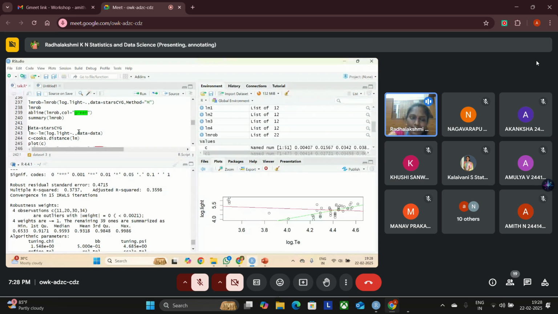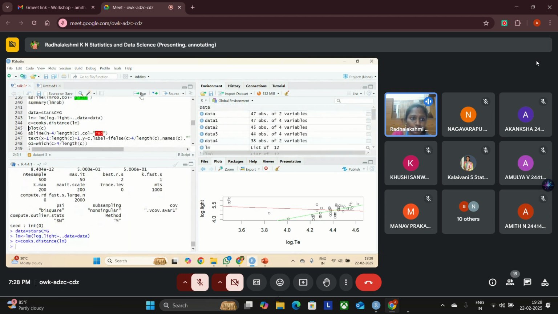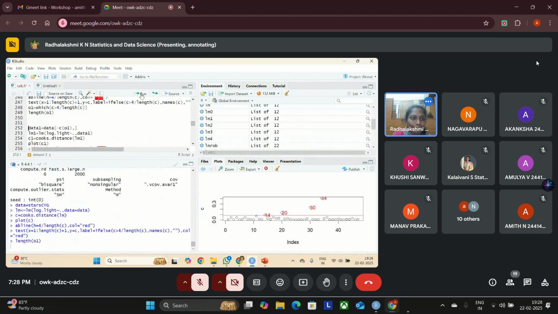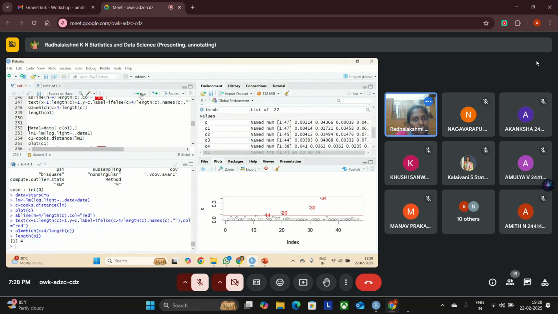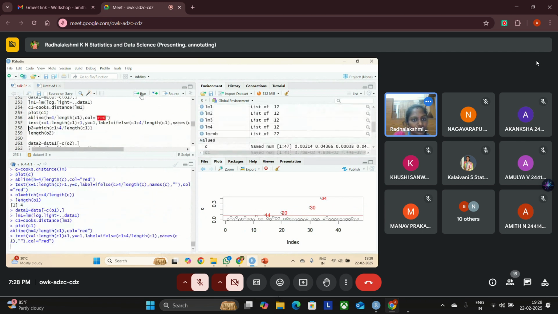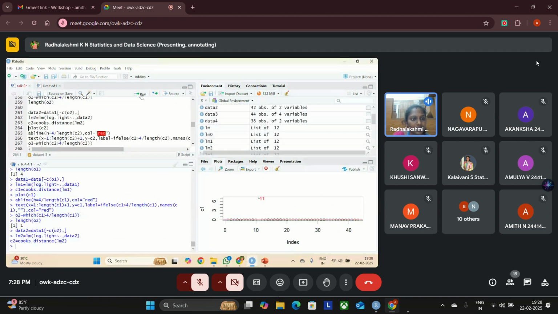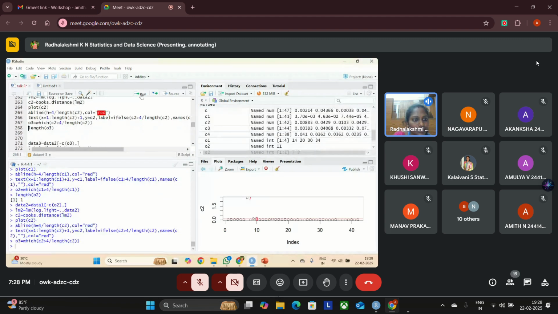But let's see what the robust procedure gives after removing the outliers. So again, using Cook's distance, I'm removing the outliers. For the same data set, we have already done this, so that's why I'm moving fast.